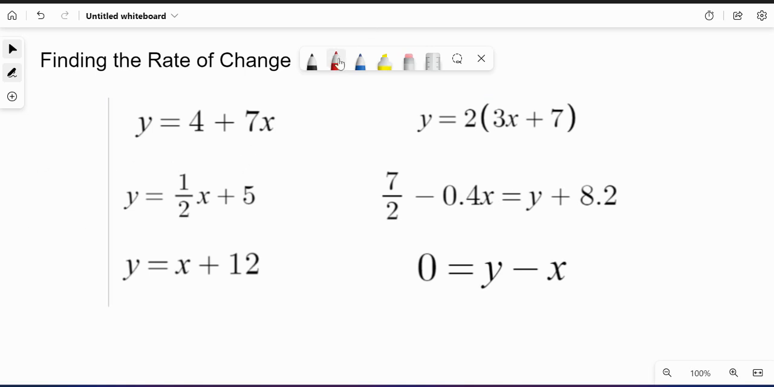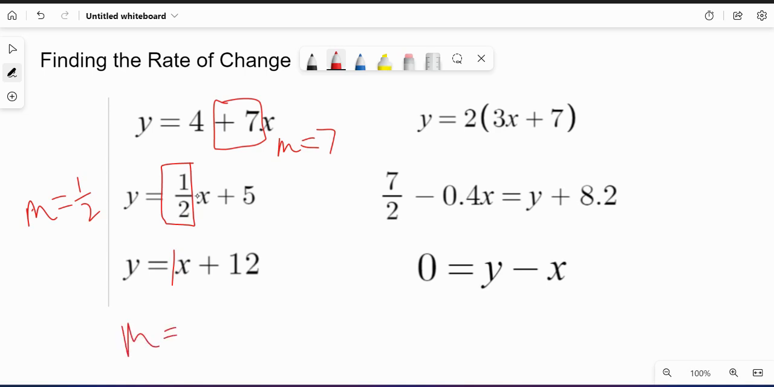Okay, so for this first one here, my rate of change is 7. So my m is going to equal 7. Usually they use the letter m to signify rate of change. And then the next one, again, what's next to x? Right here, it is 1/2 next to x. So in this scenario, your m is 1/2. This one, it's hard to tell, but there is a number out in front of x, and it's an invisible 1. So your m is 1.